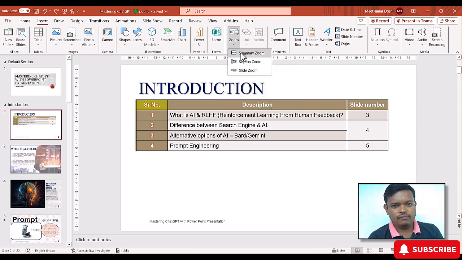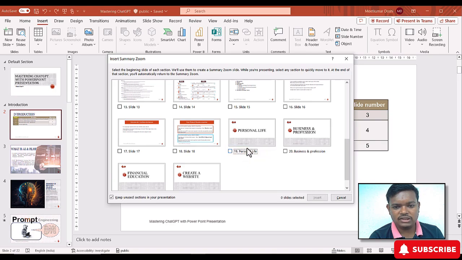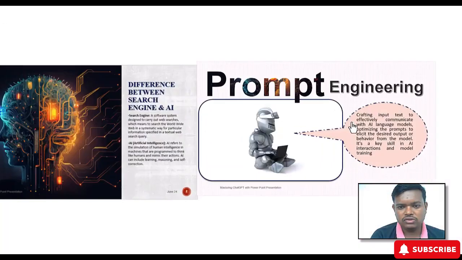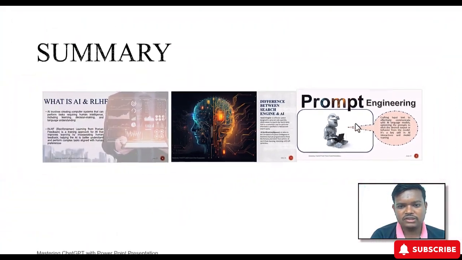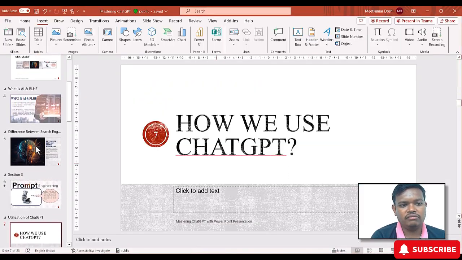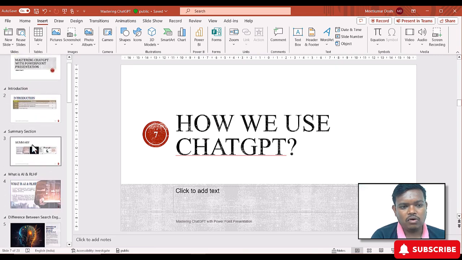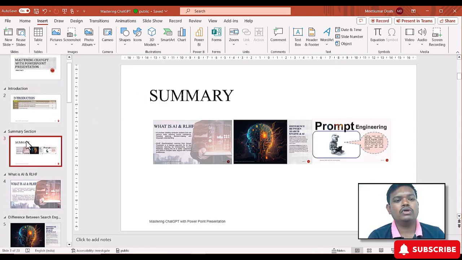If I click on Zoom, I will select summary Zoom. Here 4 slides it has selected. We will remove all the slides which it has suggested, and we are going to zoom in and then zoom out. So in this way you can interactively use it, and all these 3 slides have been summed up in the summary section. So in this way you can do the summary creation.